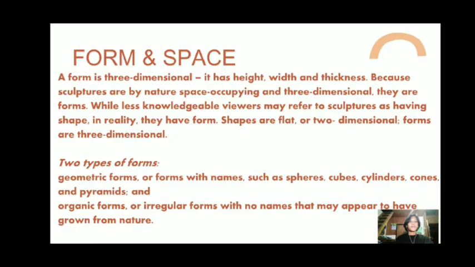Form in space. A form is three-dimensional. It has height, width, and thickness. Because sculptures are by nature space-occupying and three-dimensional, they are forms. While less knowledgeable viewers may refer to sculptures as having shape, in reality they have form. Shapes are flat or two-dimensional, while forms are three-dimensional. There are two types of forms: geometric forms, or forms with names such as sphere, cube, cylinder, cone, and pyramid, and organic forms, or irregular forms with no names that may appear to have grown from nature.